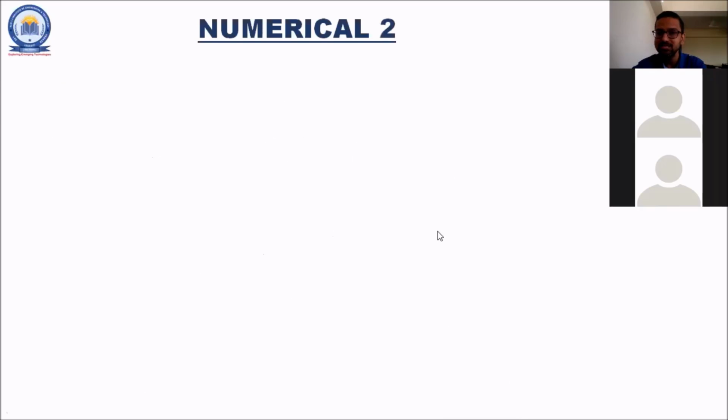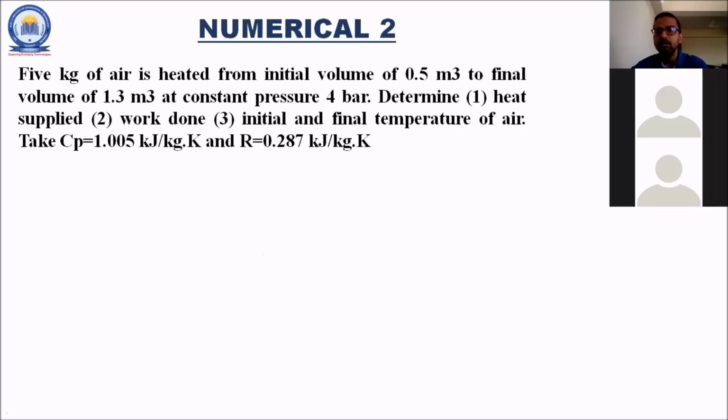So now moving further to the second numerical. Here it is given 5 kg of air is heated from an initial volume of 0.5 meter cube to a final volume of 1.3 meter cube at a constant pressure of 4 bar. Determine number 1, the heat supplied, number 2, the work done, number 3, the initial and final temperature of air. Take Cp is equal to 1.005 kilojoule per kg Kelvin and capital R is equal to 0.287 kilojoule per kg Kelvin. Very simple numerical, asked in GTU for 7 marks.